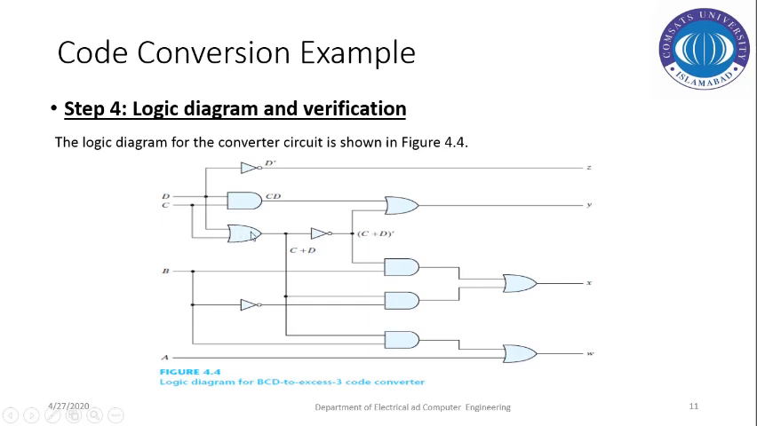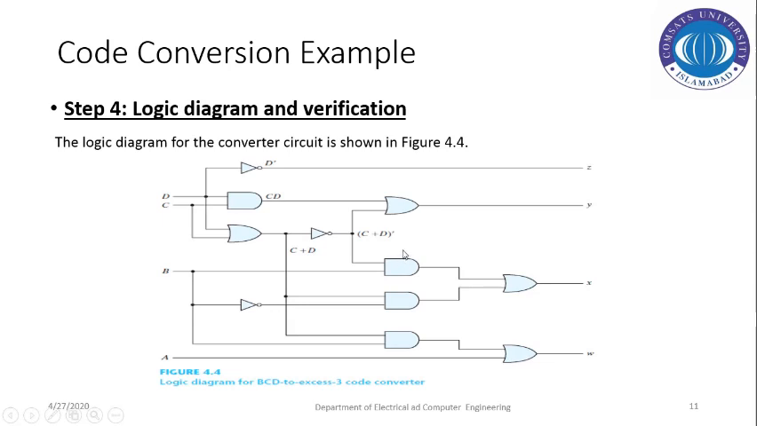So wherever C or D is required, these are the lines that are being provided, and wherever C or D prime is required, this is the line that is going to provide C or D prime to Y and X. So this is the logic diagram.